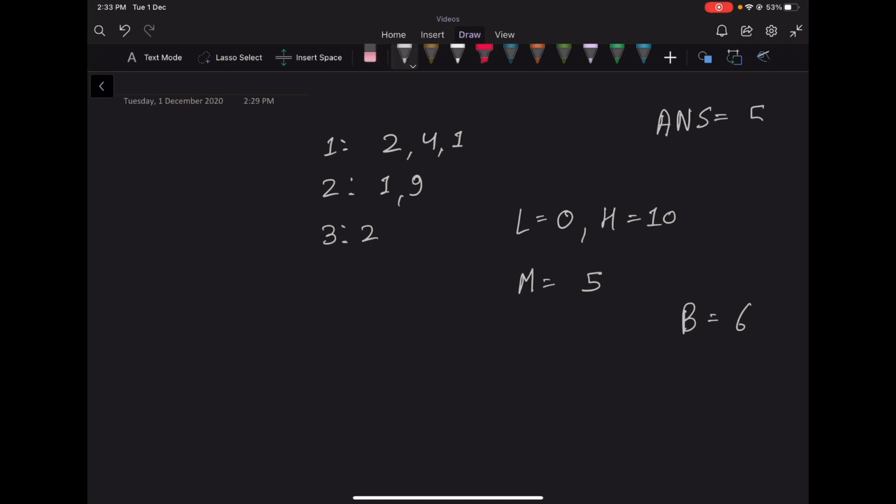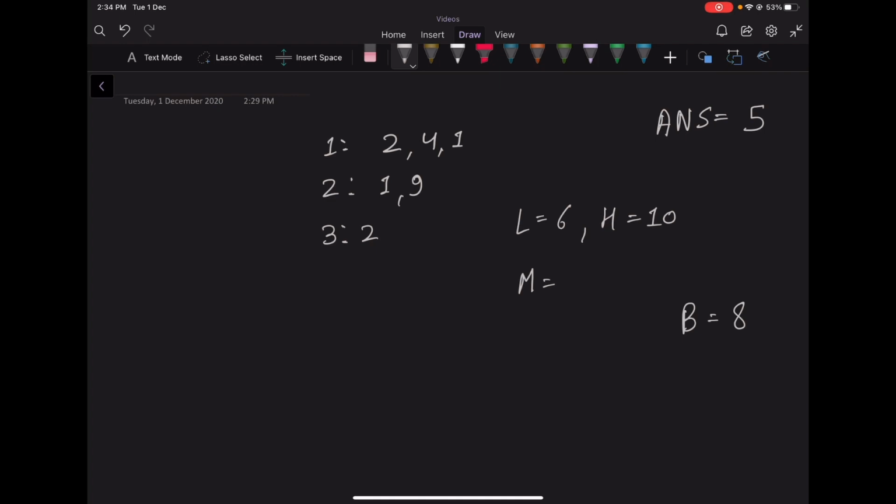And now we'll look for higher answers. That means we'll set low to mid plus 1, so we'll set low to 6. Now mid in our case will be (6 plus 10) by 2, that is 8. So we'll check if 8 can be our answer.